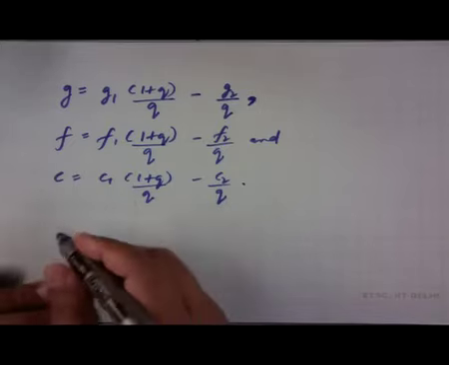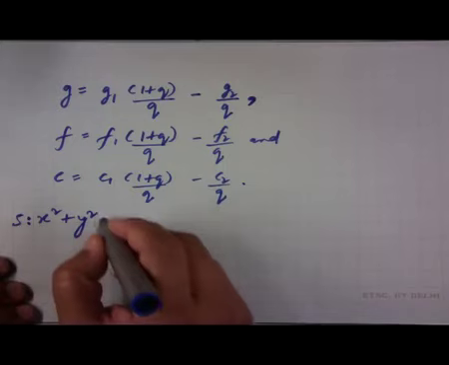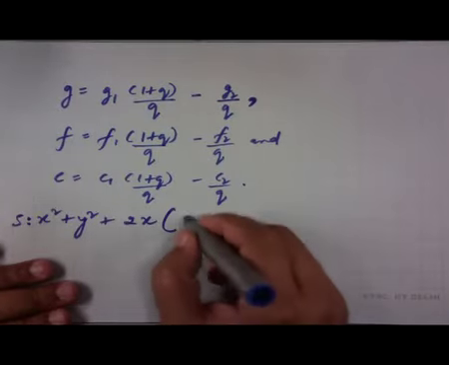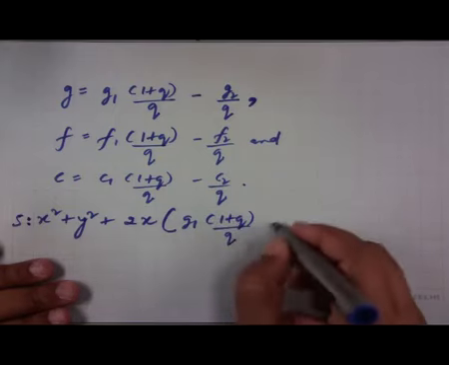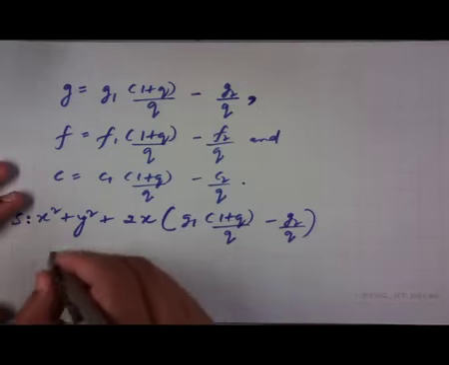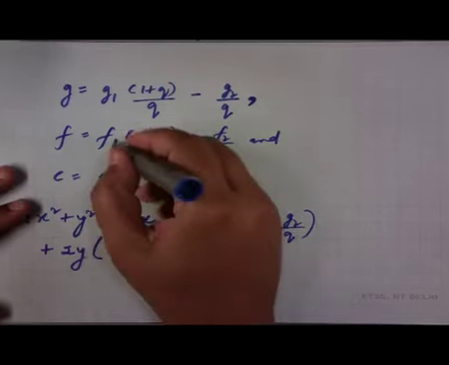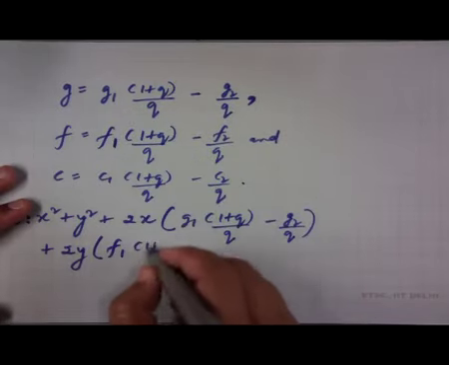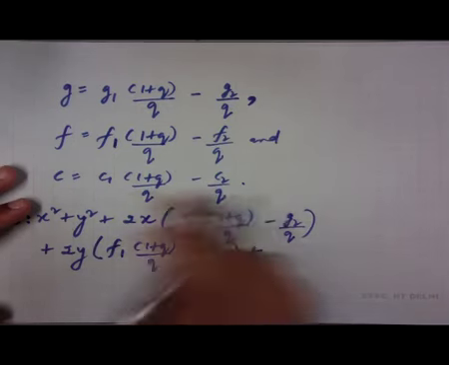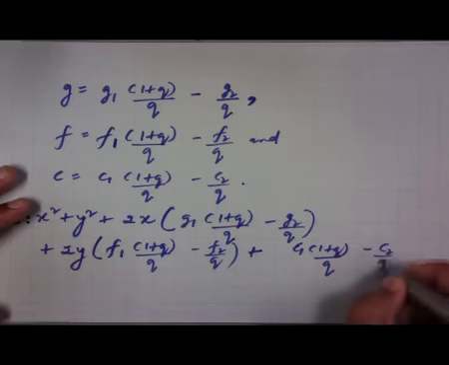So, when we do that, what we get is x square plus y square plus 2x into g. So, instead of g we put this right hand side, plus 2y into f. So, instead of f we put this right hand side, plus c. So, instead of c we put this expression, equals 0.